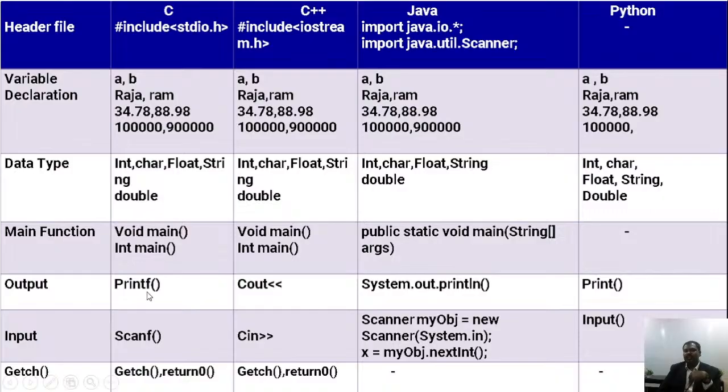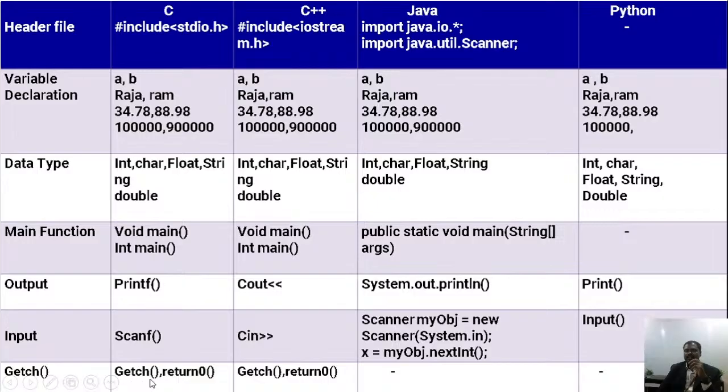In C, we mention printf for output and scanf for input. In C++, we mention cout. In Java, we mention System.out.println for output. For Python, we simply write print, because Python is the easiest and simplest language, right? In input function, we can use scanf, then cin, then Java Scanner, and in Python we simply write input, right?